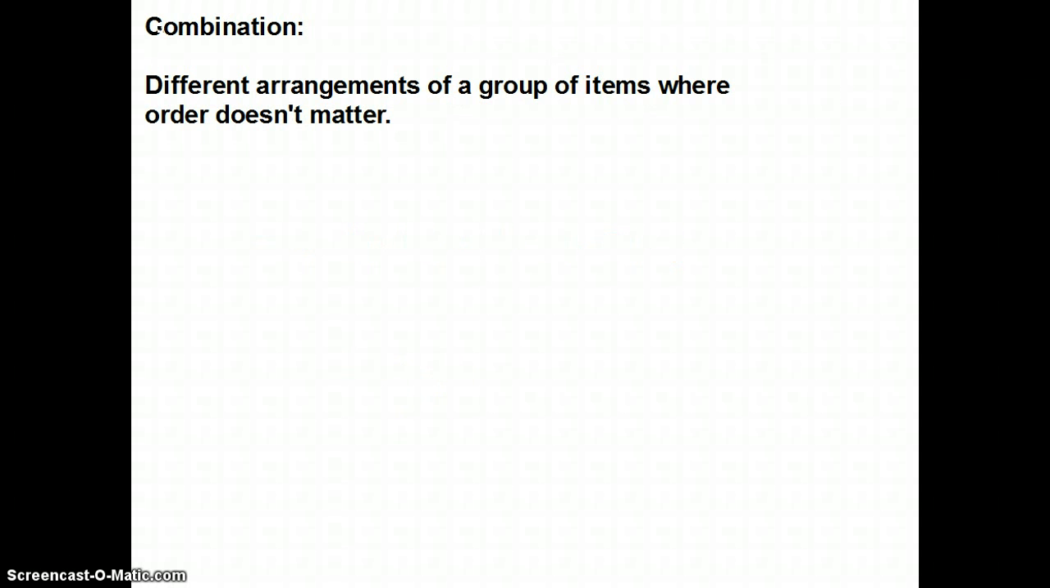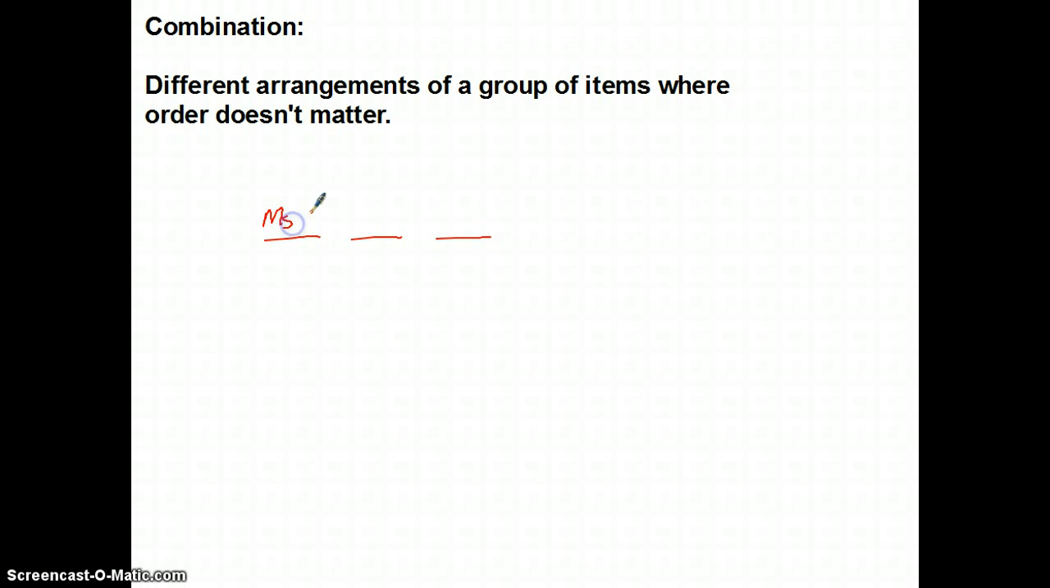Actually, let's start talking about combination. Combination is a different arrangement of a group of items where the order does not matter. So let's think about a race again. Let's say we have 3 different winners from a race of 5 people. And it doesn't matter who comes in first, second, or third.